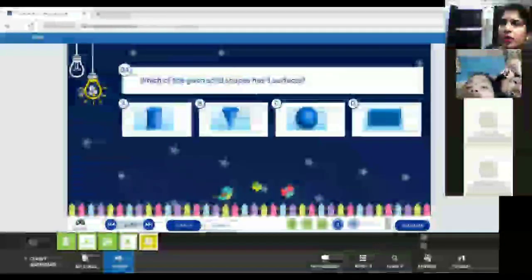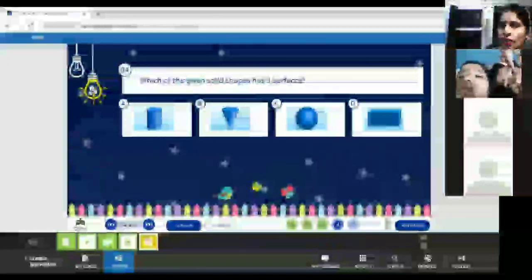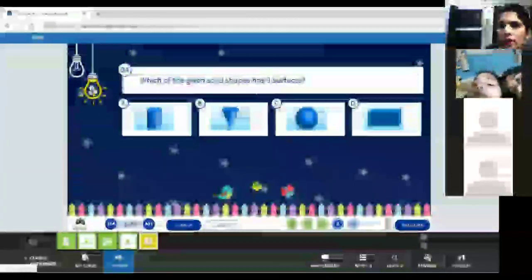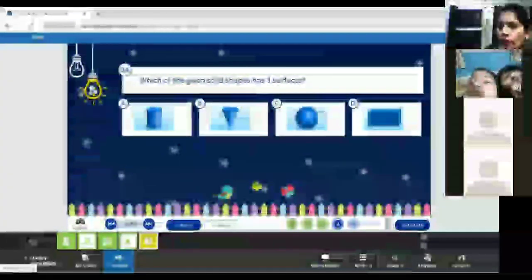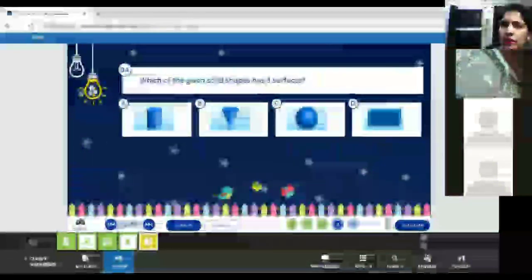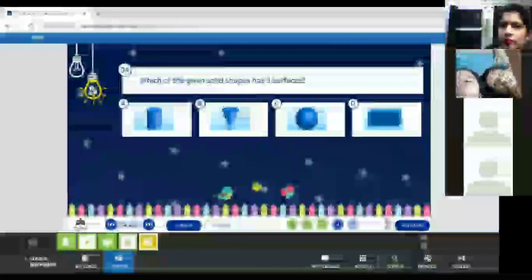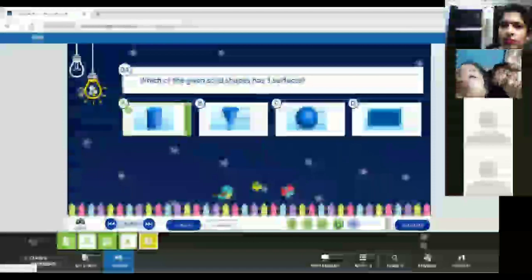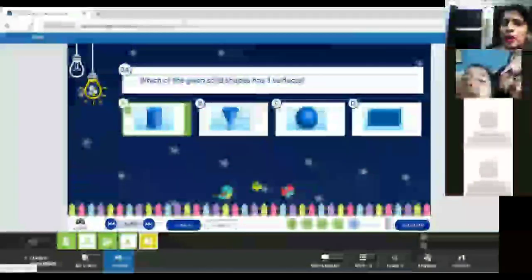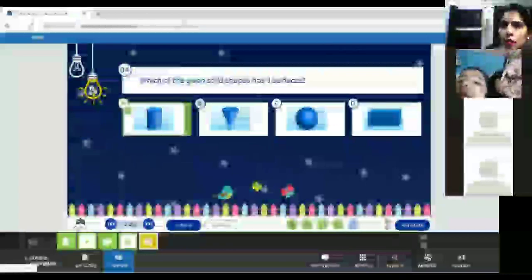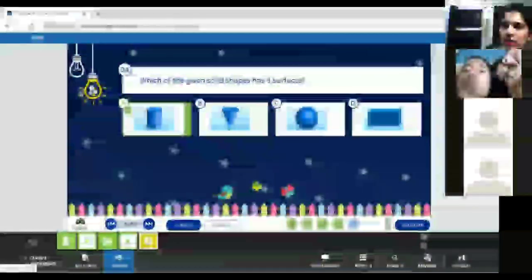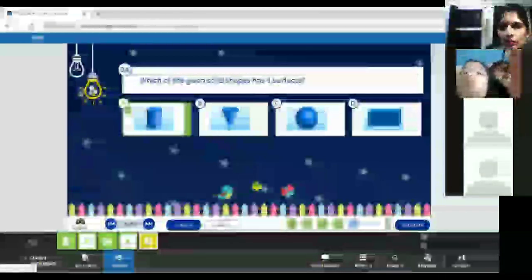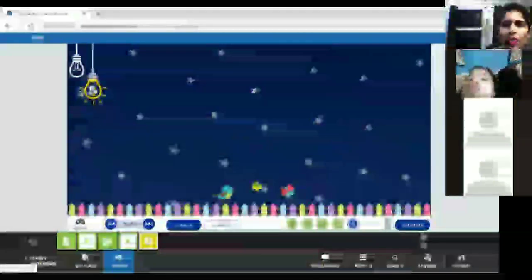Which of the given solid shapes has 3 surfaces? Okay, you have to find the solid shape which has got 3 surfaces. This is a cylinder, cone, sphere and a cuboid. So what is the correct answer? So this cylinder has got 3 surfaces. 1 and 2 flat surfaces and this third one is the circular one.